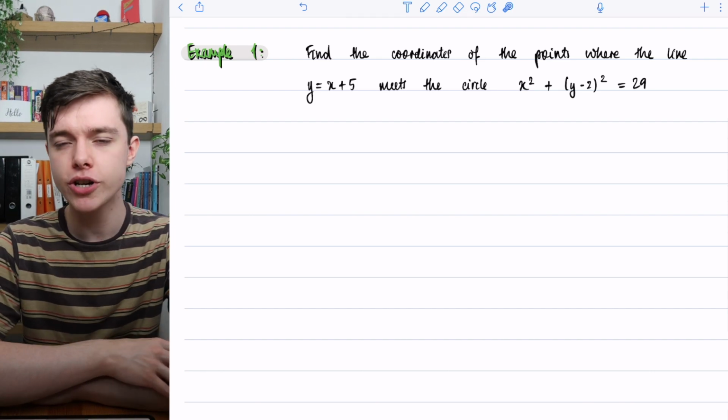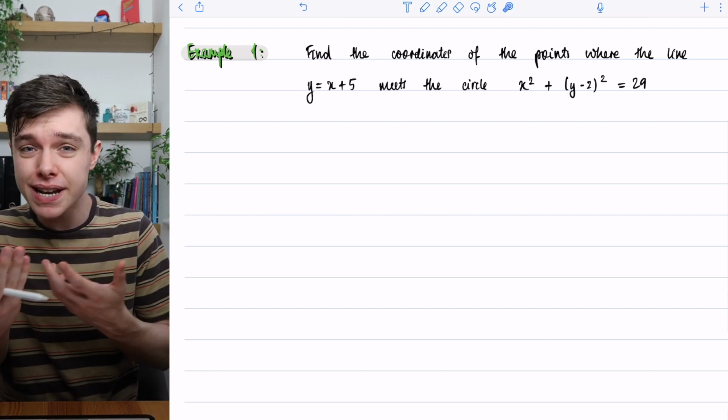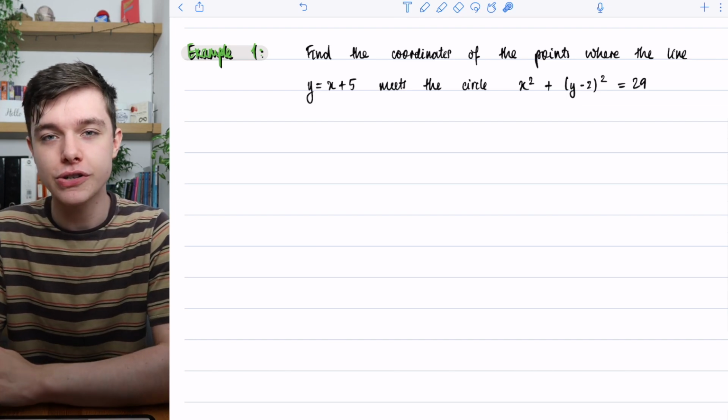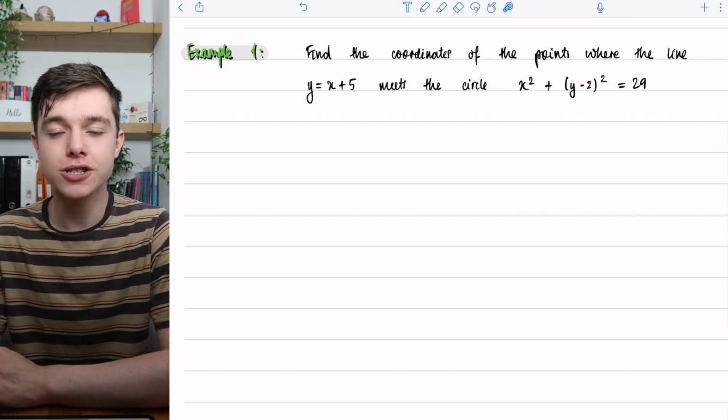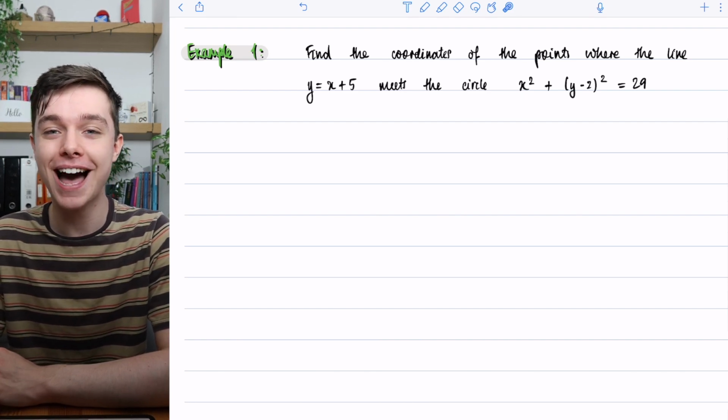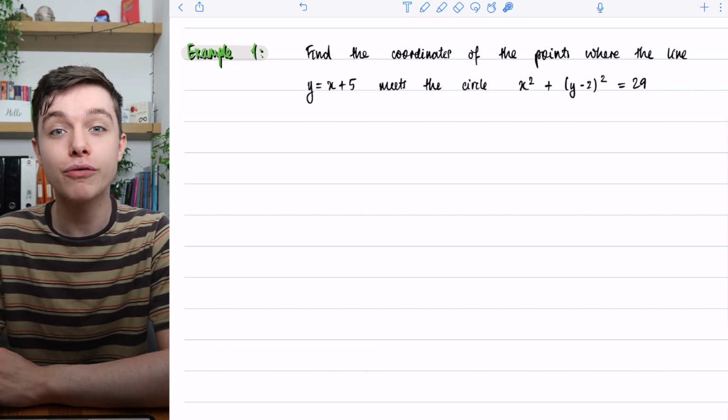So what can we do? Maybe think about simultaneous equations. Can we substitute the straight line into the circle to work out the intersection points? Well, yes, you can. So have a go, press pause, and when you're ready, press play and we'll work through the answer.